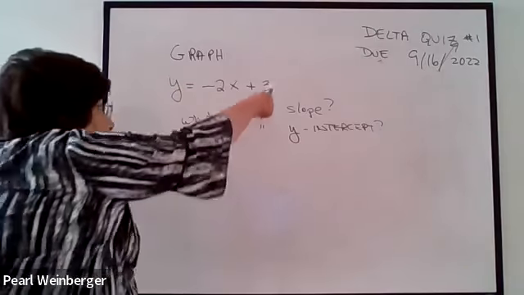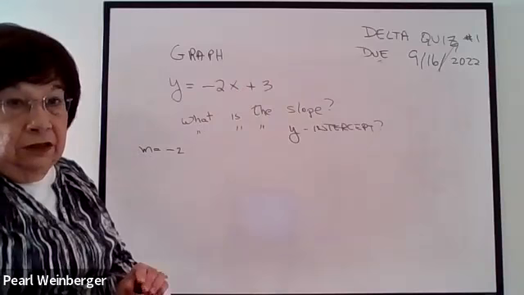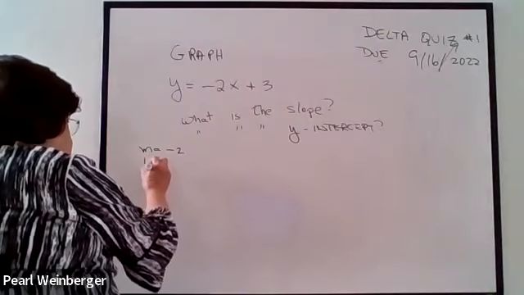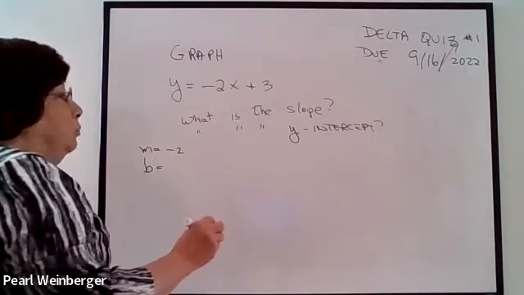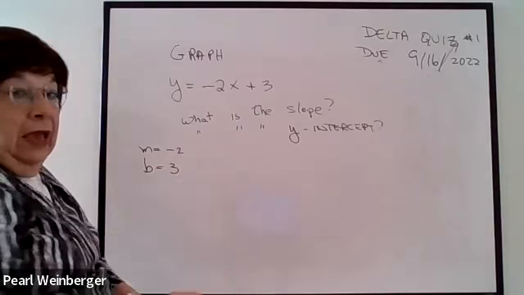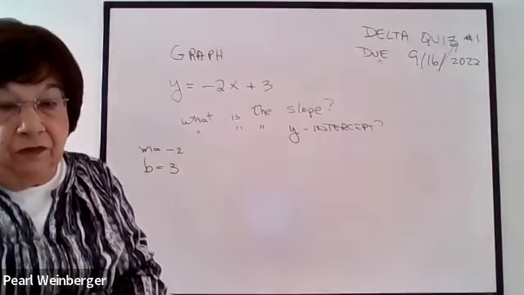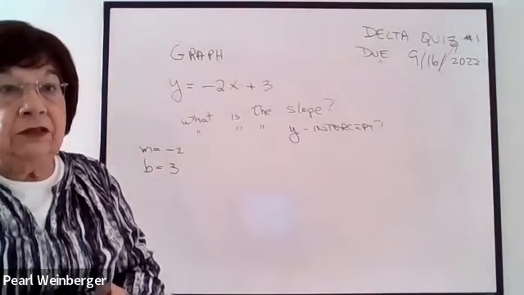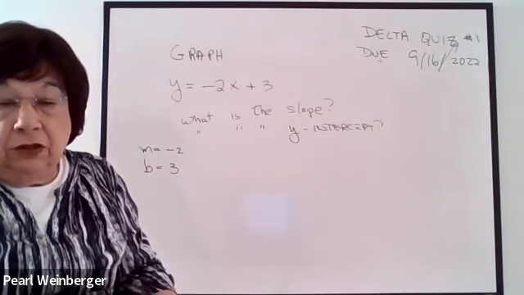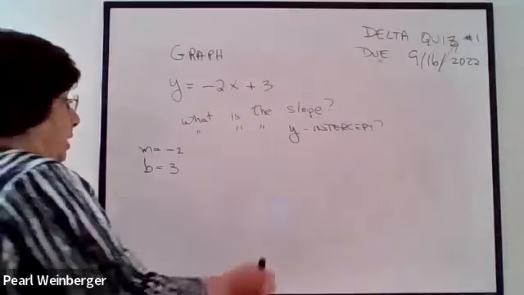The number that stands alone, that's not connected to an x, the constant, that's what we call the b. The b is the y-intercept, so the y-intercept is 3. And actually, if you have these two pieces of information, then it's fairly direct to be able to graph the line. How do we do that?